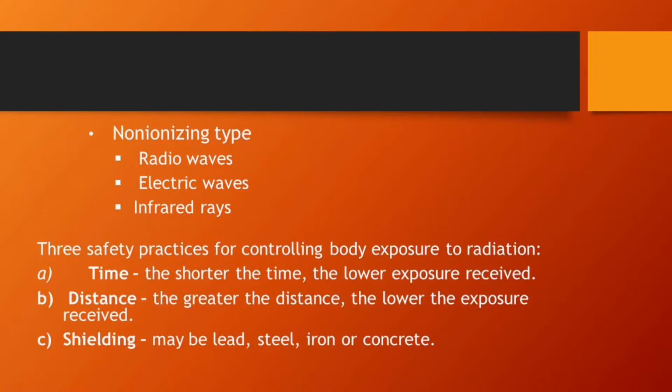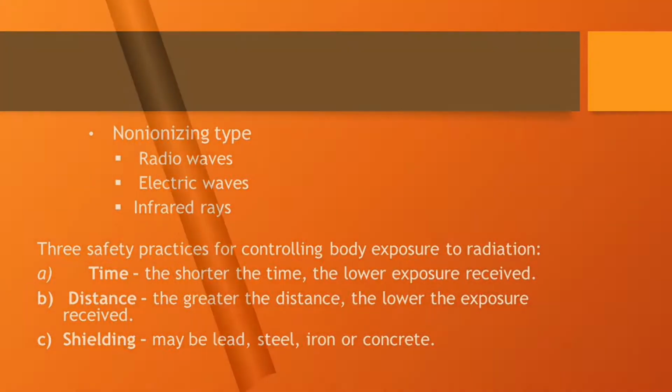Under non-ionizing radiation, we have radio waves, electric waves, and infrared rays. An example of these is the welding process, which produces infrared rays that can damage the skin. There are 3 safety practices for controlling body exposure to radiation. Time: the shorter the time, the lower the exposure received. Distance: the greater the distance, the lower the exposure received. Shielding: may be lead, steel, iron, or concrete.